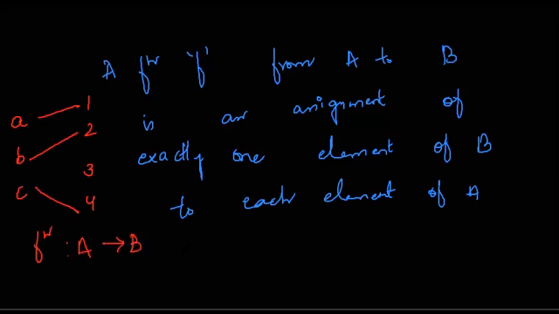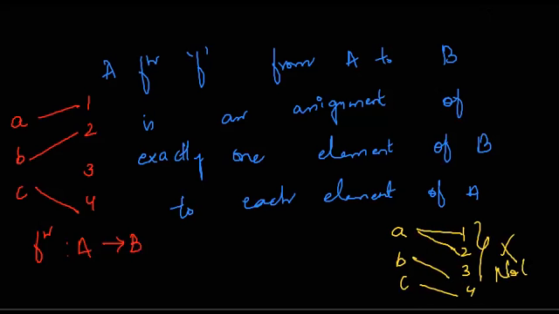Now, in the other case, if we have a mapping of this type, with a, b, c and 1, 2, 3, 4, the same elements, but a is mapped to 1 and a is mapped to 2, b is mapped to 3 and c is mapped to 4, this is not a function. Why is it not a function? Because we have to assign only one element of B to each element of A. Here, we are assigning two elements of B to one element of A. So this is not a function.